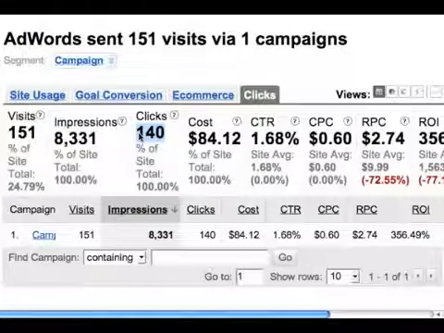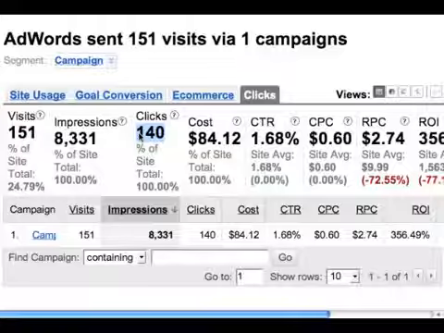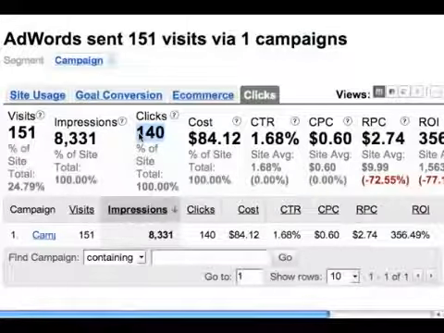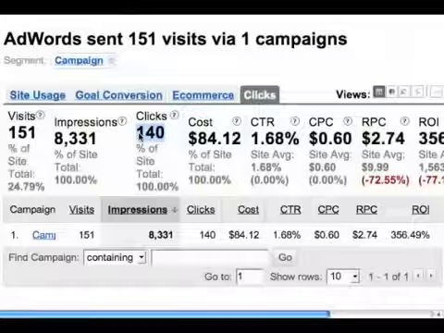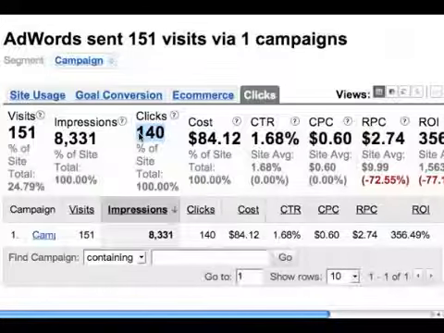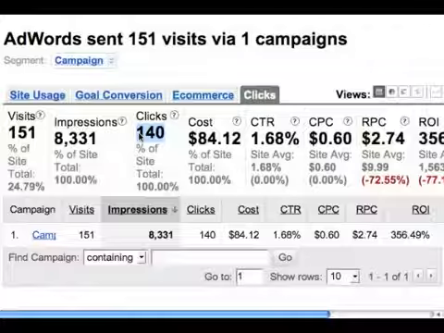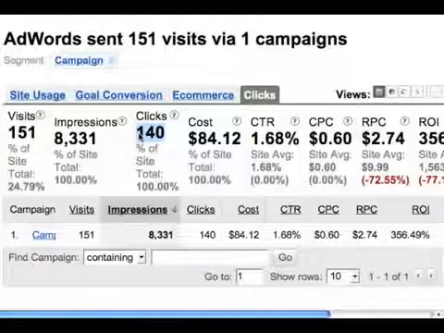The reason is that some visitors clicked on the ad and then later, during a different session, returned directly to the site through a bookmark. The referral information from the original visit was retained, so some clicks resulted in multiple visits.